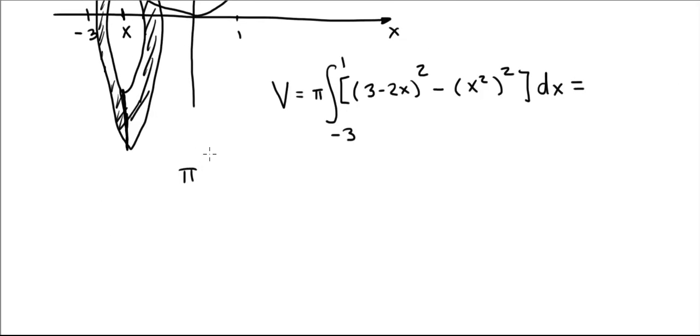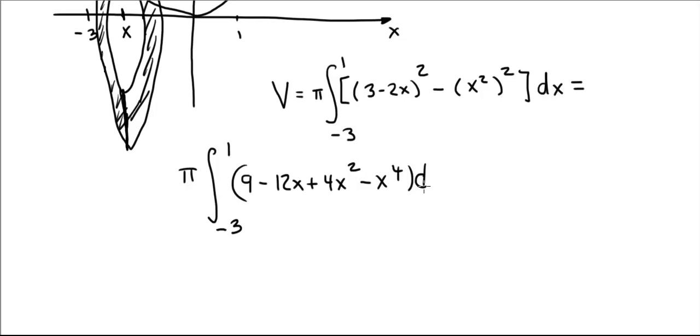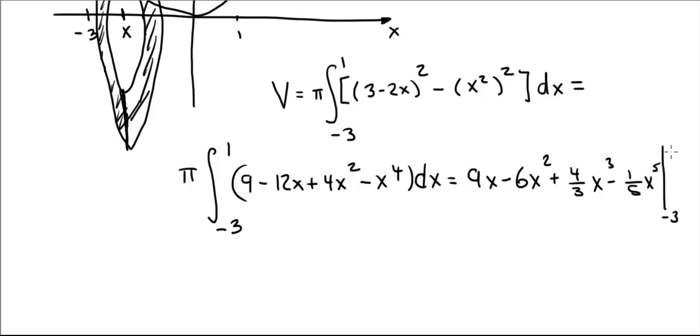So this is pi times the integral from negative 3 to 1. Squaring 3 minus 2x gives us 9 minus 12x plus 4x squared, minus x to the 4th dx. And this is a very easy integral. This is 9x. The integral of 12x is 6x squared, so minus 6x squared plus 4 over 3 x cubed minus 1 over 5 x to the 5th. All this is evaluated from negative 3 to 1.